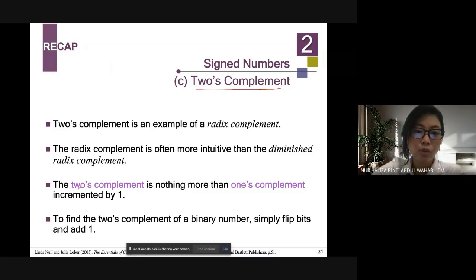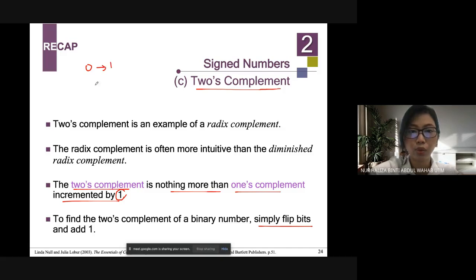Okay, 2's complement, you can see that it's nothing more than first complement, but what is the difference is you need to increase it by 1. So first you're going to flip: if let's say it's 0, you're going to change it to 1, and if 1, you're going to change it to 0. This is first complement. Then for second complement, you need to add 1.